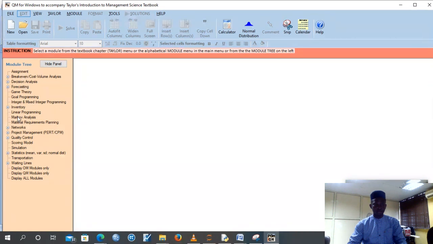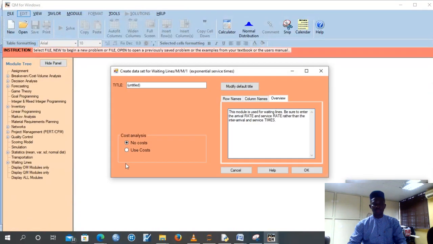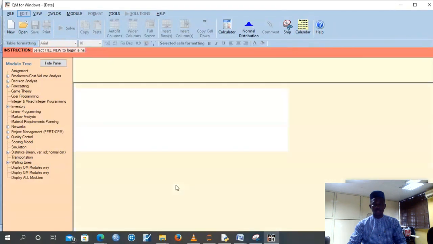If we check under the inventory relation, this is waiting line. Under the waiting line there are a lot of options. This particular one is M/M/1, the simplest one, having only one server and exponential service time, that is the base. Now you can put a title if you like. The problem we want to solve is the basic one, no cost. So let's just click OK.